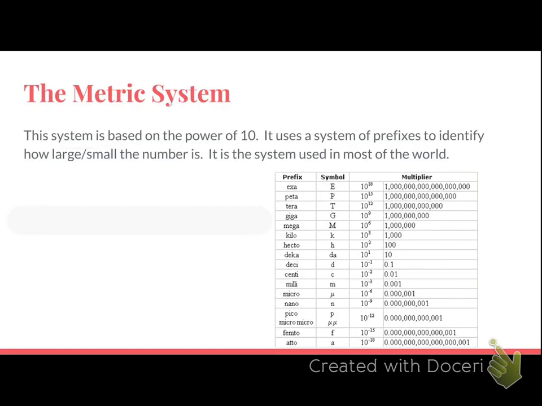You will see a list of different prefixes here. You will see symbols that correspond with them. Something like kilo, I'm underlining here, kilo has the prefix K. Then we have milli down here, which has the prefix of a little m. Those are things that you will want to become familiar with. Don't worry too much right now about these two columns, the multipliers and the exponents. We'll get to that as we continue through this lecture.